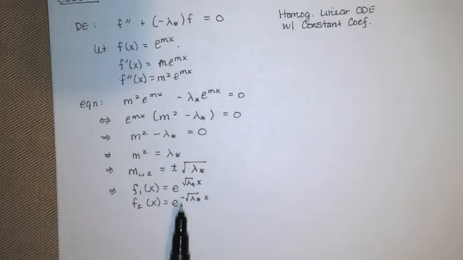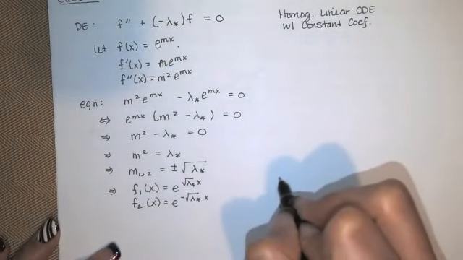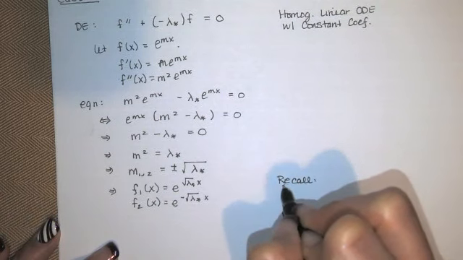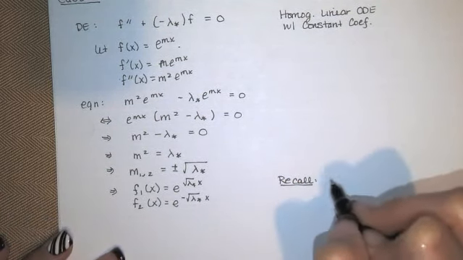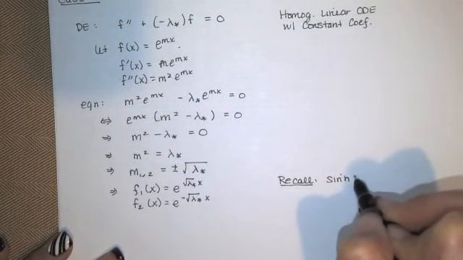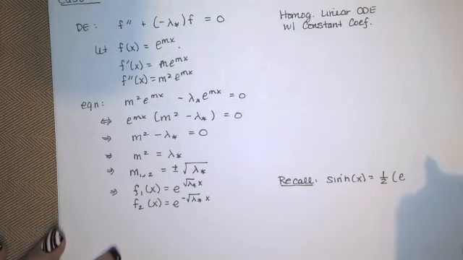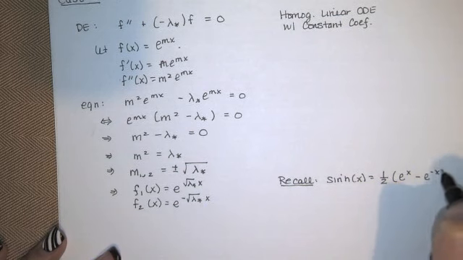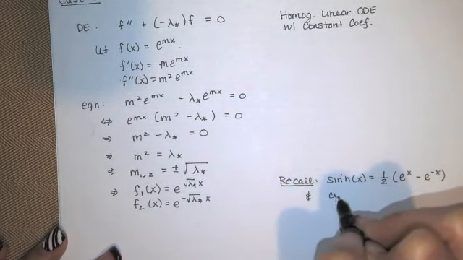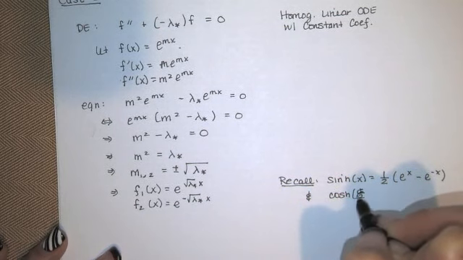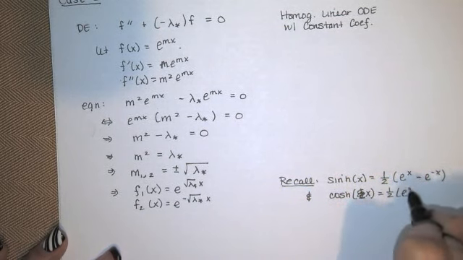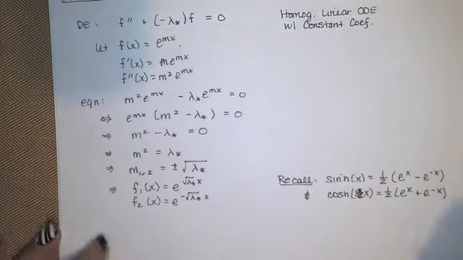Now, one thing that I want you to notice is that these are exponentials that look almost identical, but this exponential has a negative coefficient and this one has a positive coefficient. Now, remember, back in Calc 2, or Calc 1, depending on your institution, we learned about the hyperbolic sine function. We said that hyperbolic sine of x is 1/2 times e to the x minus e to the negative x. And we said that hyperbolic cosine of x was 1/2 of e to the x plus e to the negative x, remember?